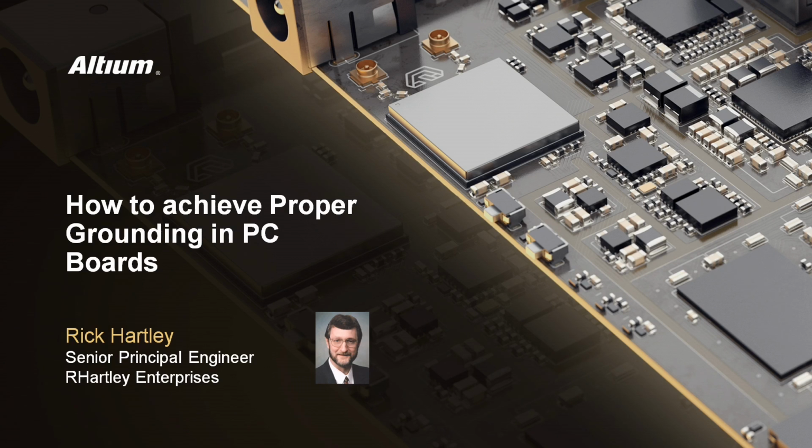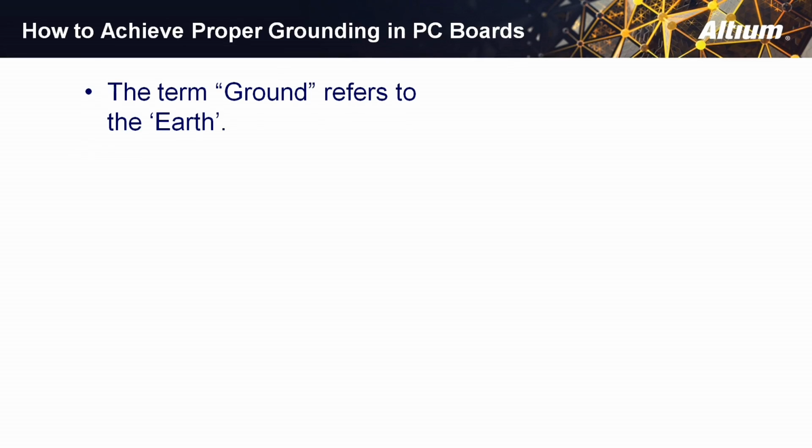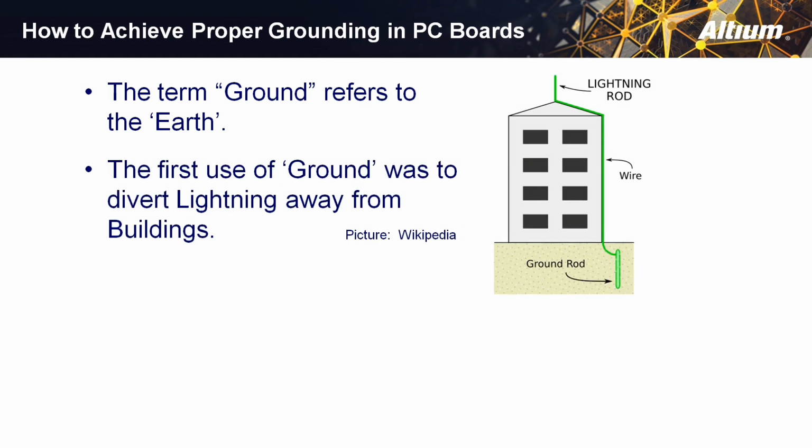Anyway, going back to where we were, this session is on how to achieve proper grounding in PC boards, and the concept of ground will become quite apparent as we go through the material. The term ground really refers to the earth, because initially the earth was ground for a lot of different things. For example, 200-300 years ago, we realized that we could use a rod on top of a building with a nice hefty wire sinking deep into the ground to cause lightning to divert away from the building to avoid burning down structures. And this worked out very well, and it was one very perfect use of the earth.